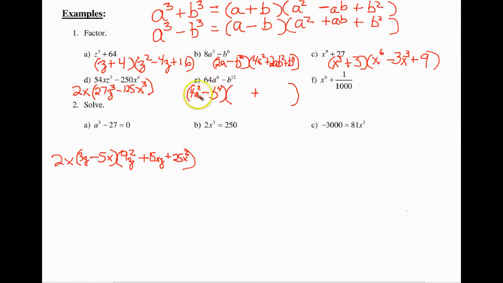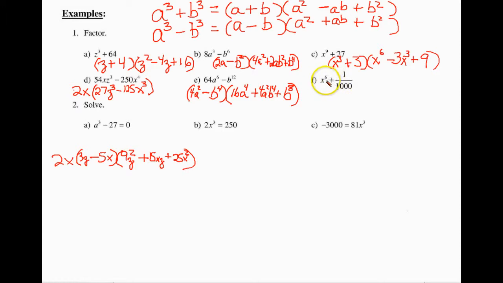Okay, now we're going to square this. That gives us a 16 a to the 4th. Multiply these two together. That gives us 4 a to the second, b to the fourth, and now we square that, and that becomes plus b to the eighth, because it's b to the fourth times b to the fourth gives you b to the eighth.